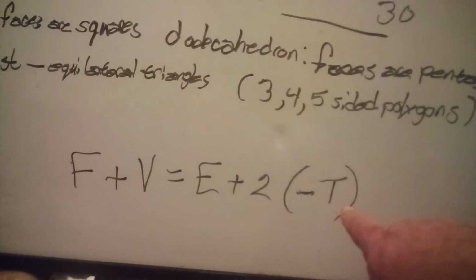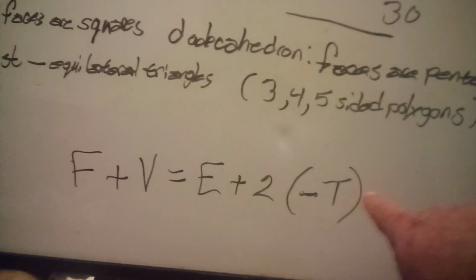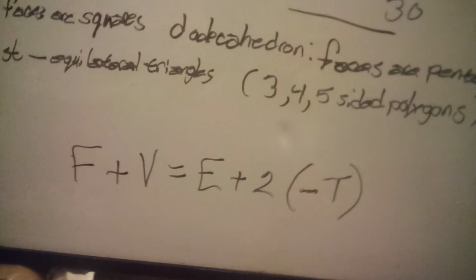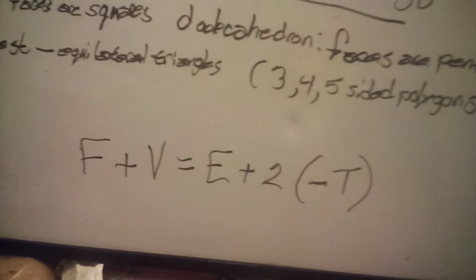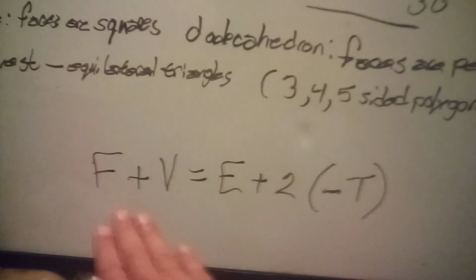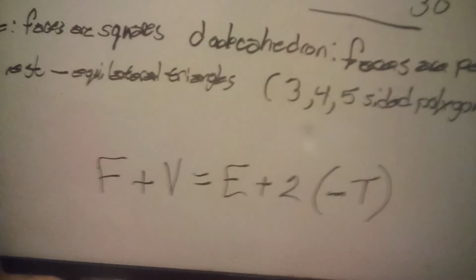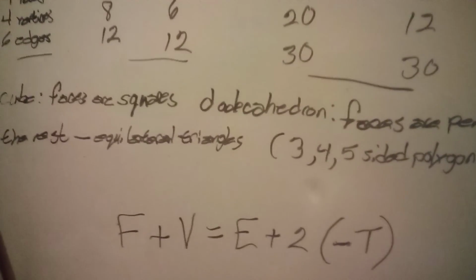The T stands for topological value. But for all these polyhedra, all these figures, that value is 0, so we ignore this. And for our purposes, F plus V equals E plus 2 is the Euler formula.